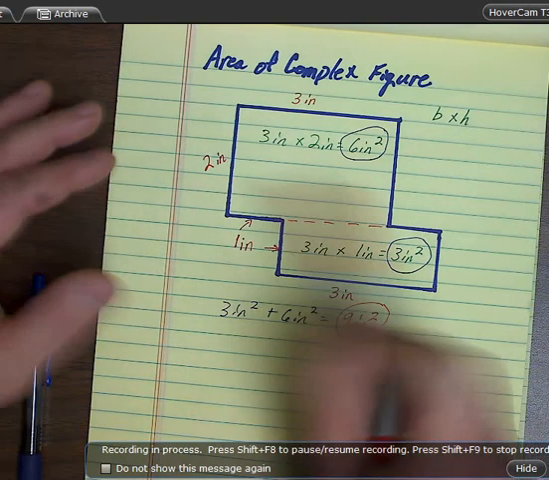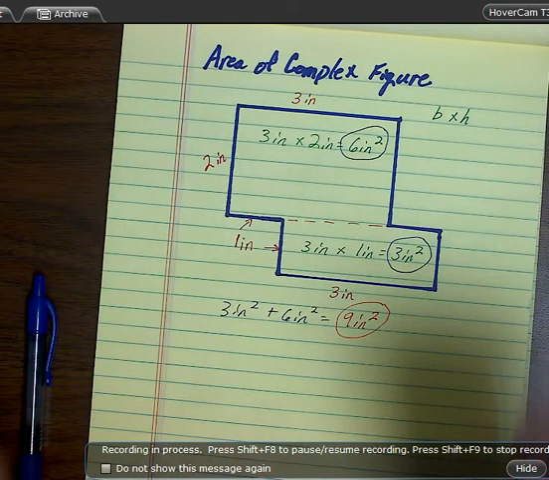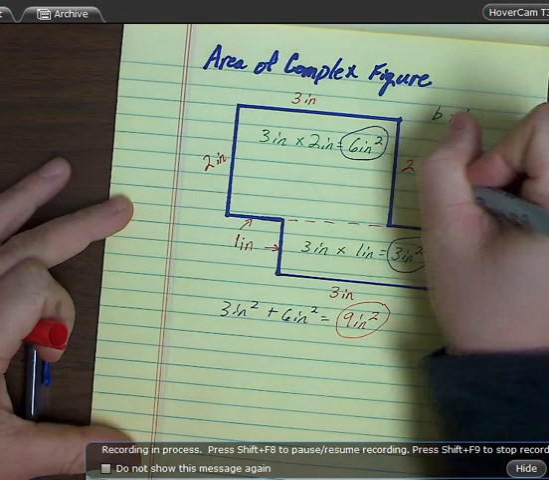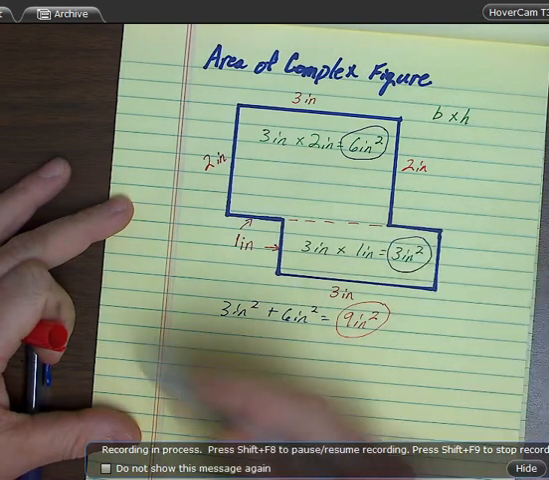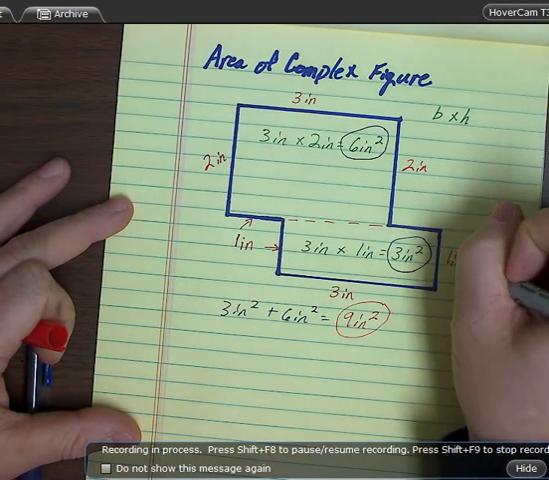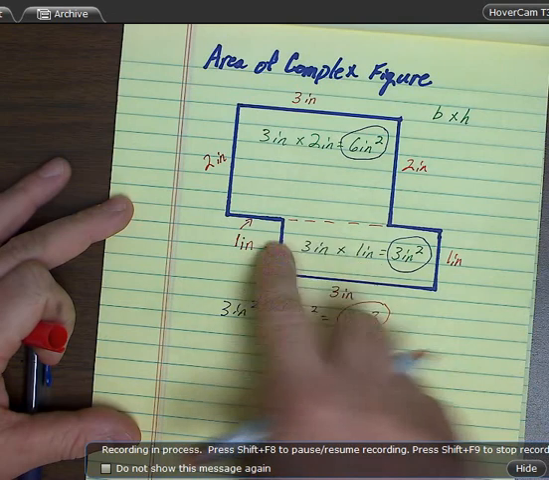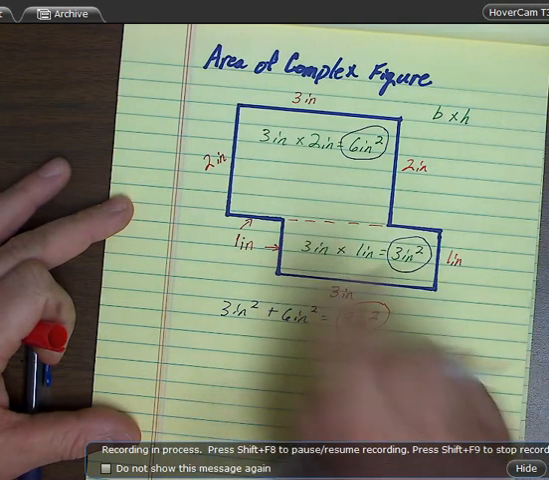Now, this side here is going to be also 2 inches over here, so just keep that in mind whenever you go to dissect. This is going to be 1 inch. These sides that are across from each other are usually congruent if these are right angles.